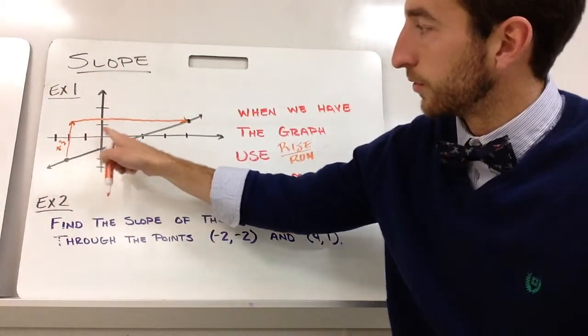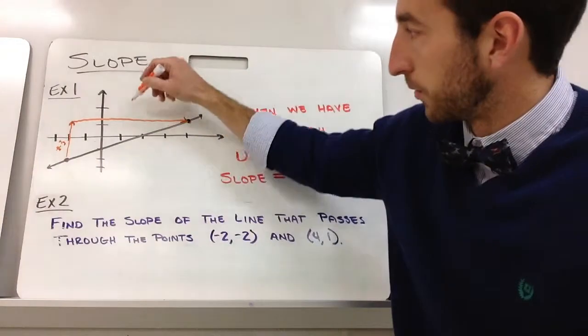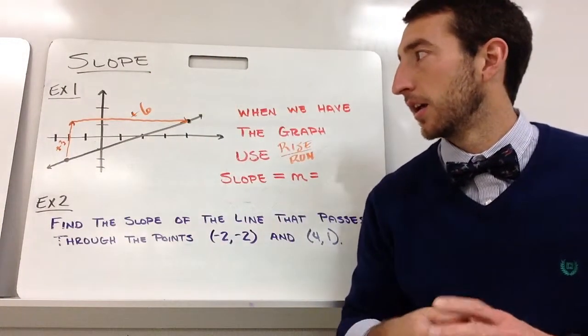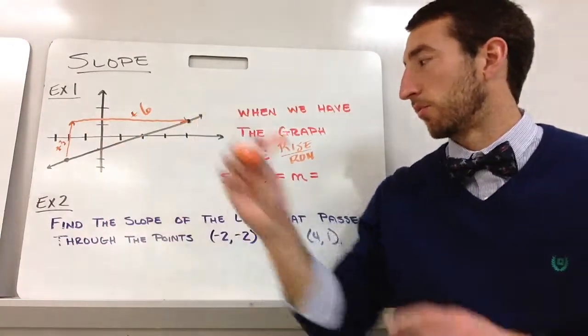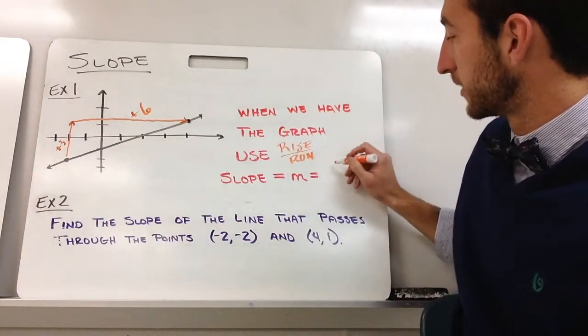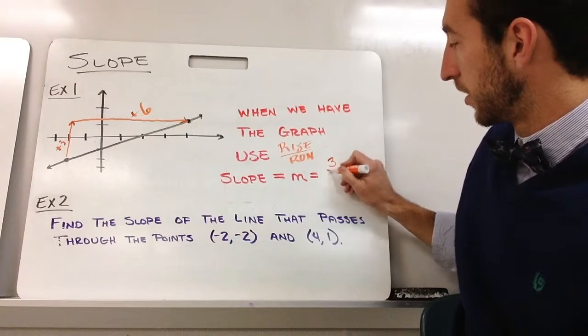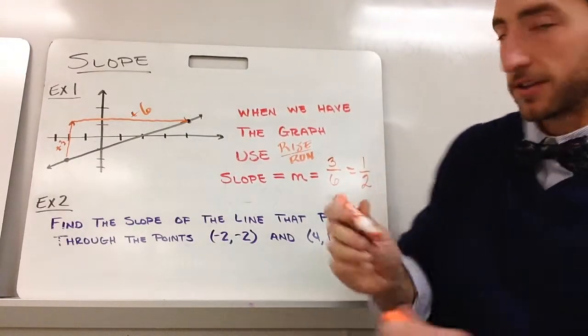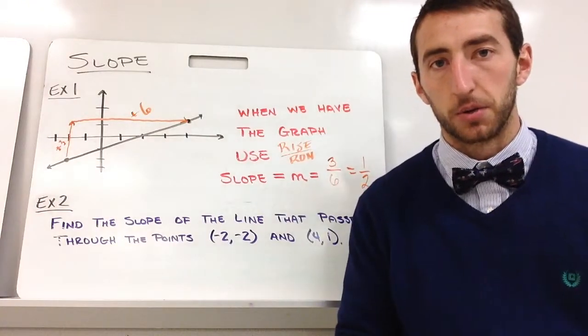I go 1, 2, 3, 4, 5, 6. So my run is in the right direction, which is positive. So I'm going up 3, right 6. So my rise is 3 over my run of 6, and I can simplify that to 1/2. So my slope for that one would be 1/2.